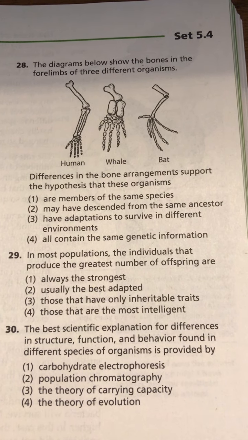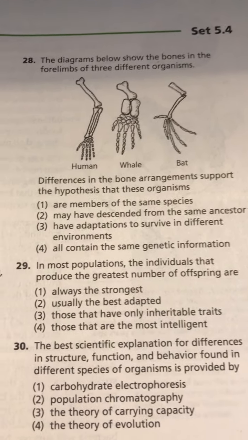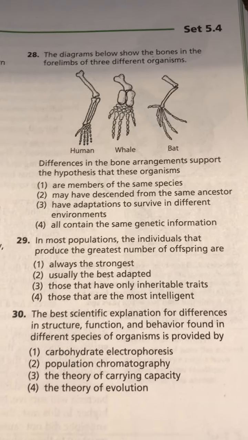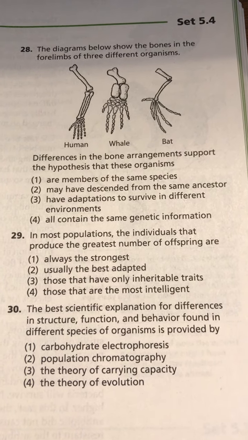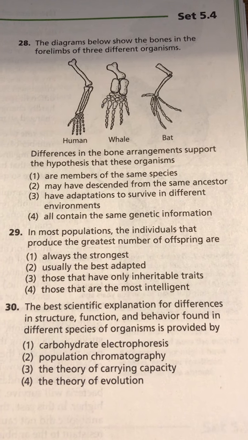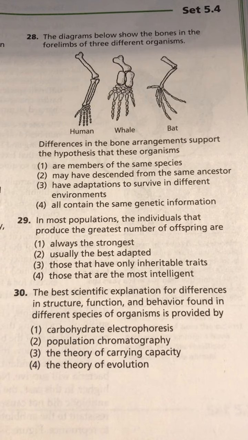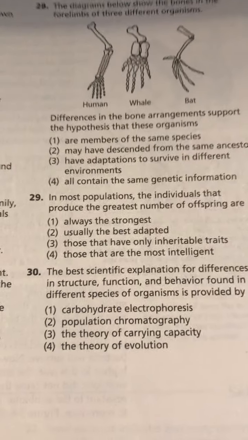Differences in the bone arrangements support the hypothesis that these organisms: 1. Are members of the same species, 2. May have descended from the same ancestor, 3. Have adaptations to survive in different environments, or 4. All contain the same genetic information.